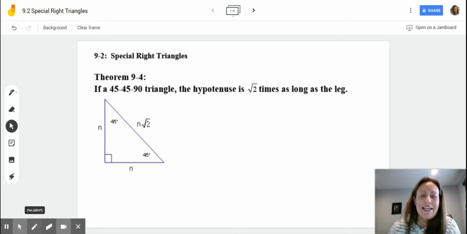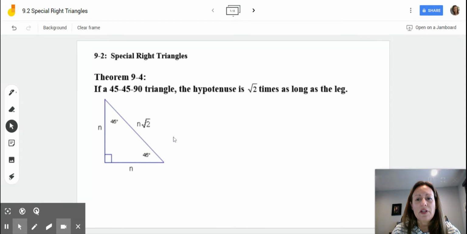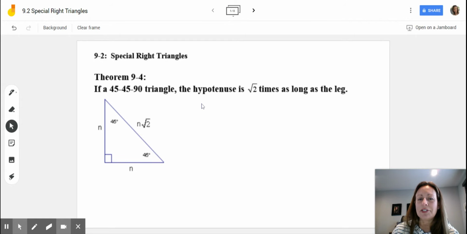Hey, Block 8, I figured it would be nice to end the week with a little lesson, a personal message from me, and the quickest, easiest way for me to know that you got the message about special right triangles in lesson 9-2. This is the second lesson of this chapter.